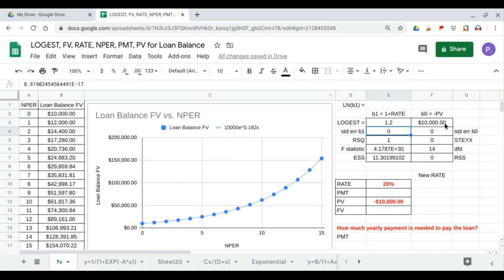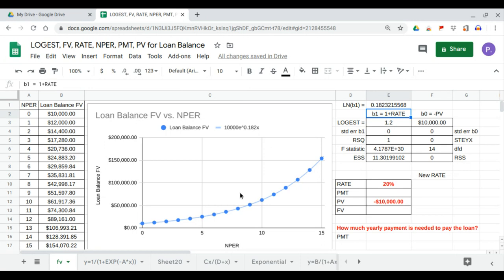You'll notice our B0 is negative PV, which is 10,000. And our rate is 1 plus interest rate. So B1 is 1 plus rate. It is 1.2. But in our trend line it is 0.182. That's because the logarithm of this is 0.182. So we enter ln of our B1, so 0.182, to match our trend line equation.